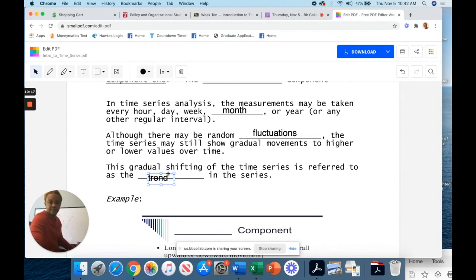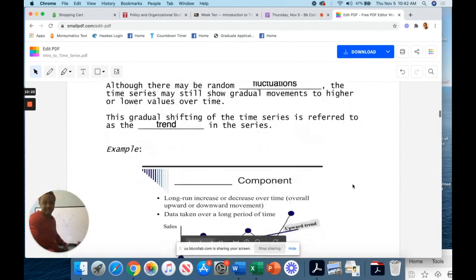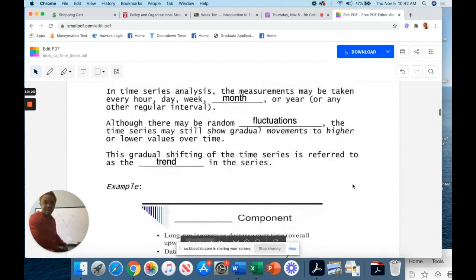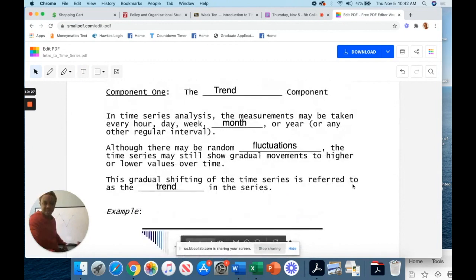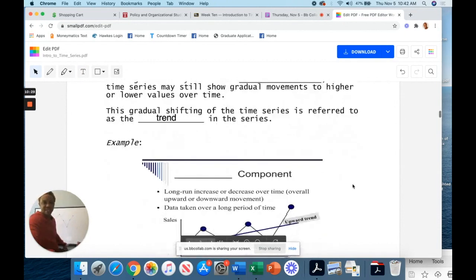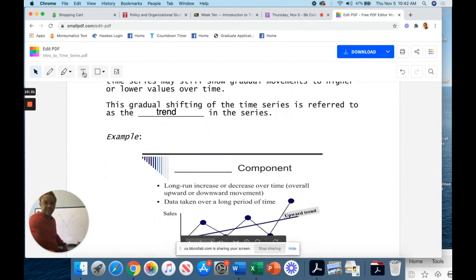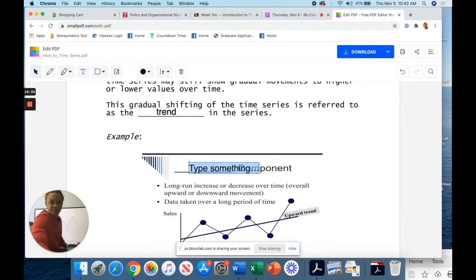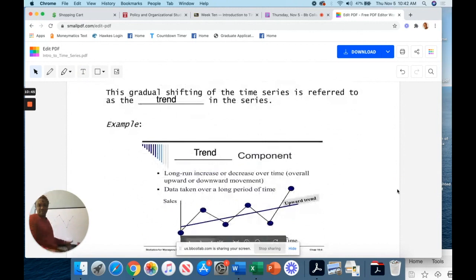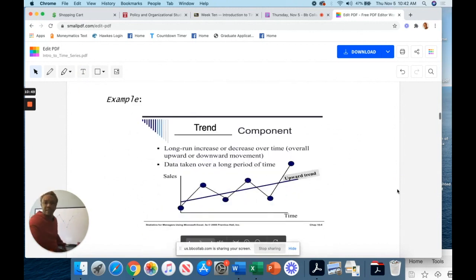Okay, let's move this. All right, so as I said before, this is just going to be an example down here. So that was month, then fluctuations, then trend. And this is just an example. I'm just going to write trend component here again so you know what it is when you look at your notes. Now look at that diagram beneath there. So we have this time series model where you have all these dots. I don't know what it's representing. It just says time on the bottom.